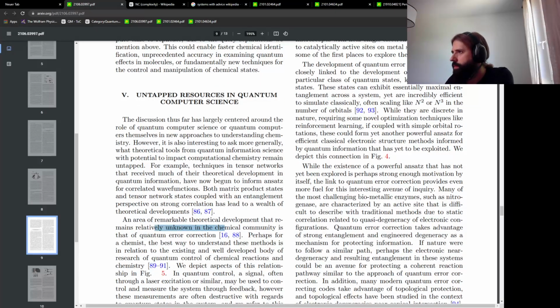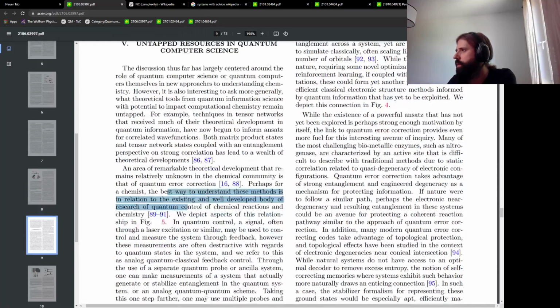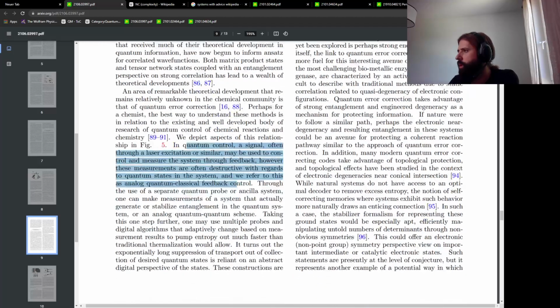Quantum correction. Quantum control of signal from laser excitation may be used to control and measure the system through feedback. That gets a bit too low level for my taste.